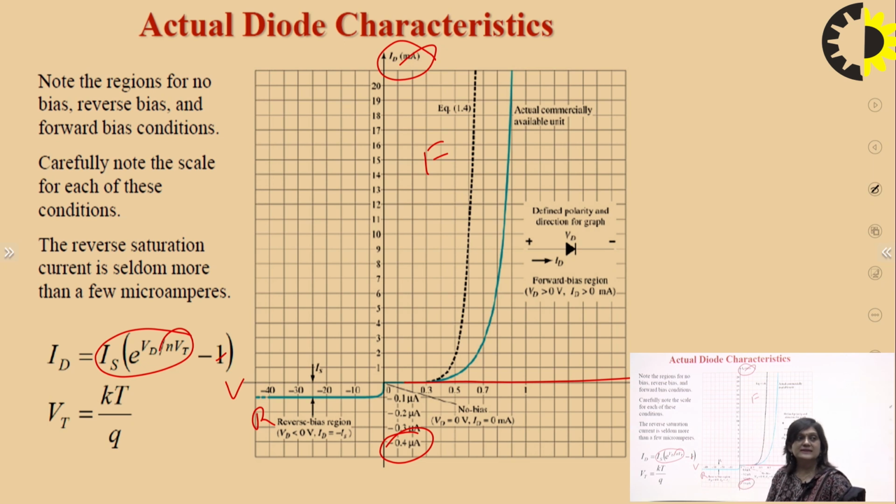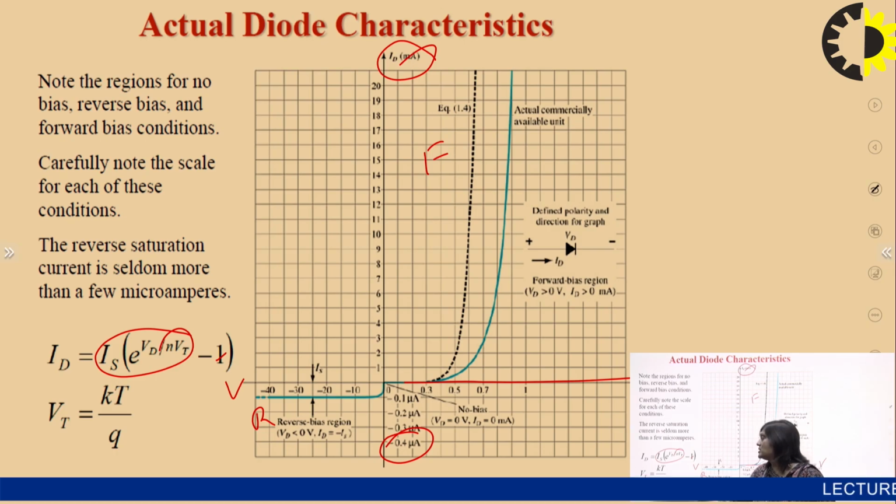So this is I = Is (e^(Vd/ηVt) − 1). Is is the reverse saturation current, Vd is the voltage drop across the diode, and η depends upon the type of material. Vt is the thermal voltage, given by kT/q, where k is the Boltzmann constant, T is the temperature in Kelvin, and q is the charge on the charge carriers.